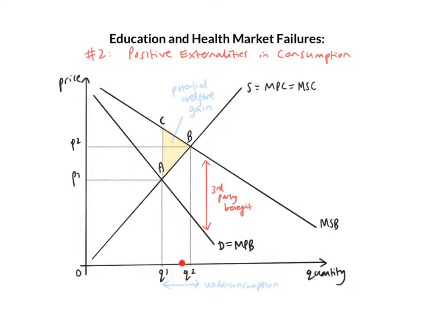So there is underconsumption. What's the welfare loss from that? Well, what we do is we take the two levels of consumption, the market level and the optimal level, and for that range of outputs, we look at the difference between the marginal social benefit and the marginal social cost, and we turn that into the familiar welfare triangle of potential welfare gain, ABC.